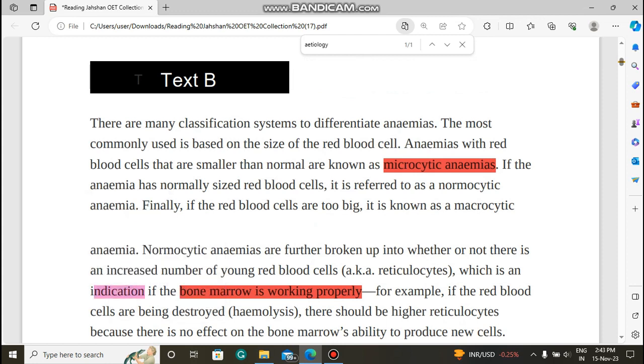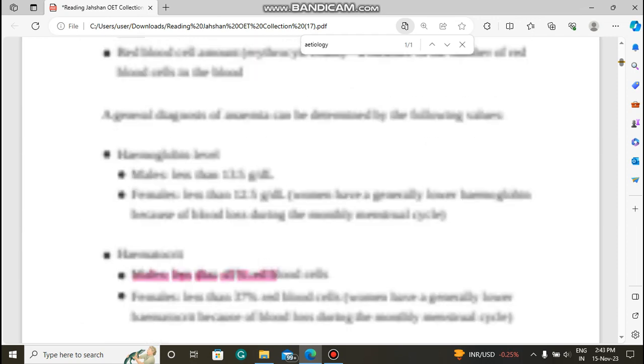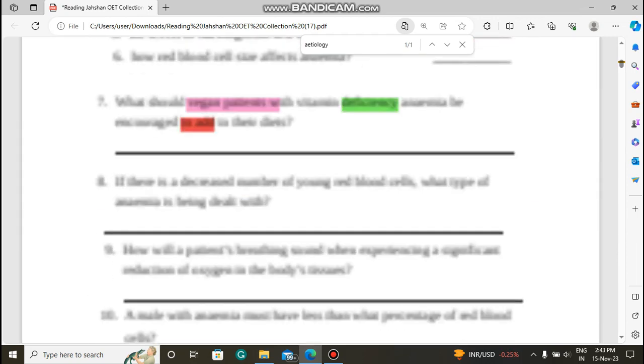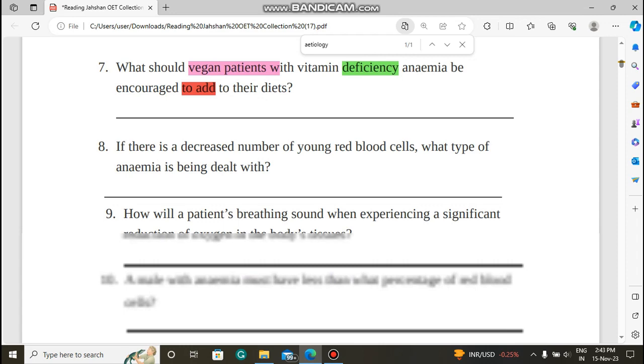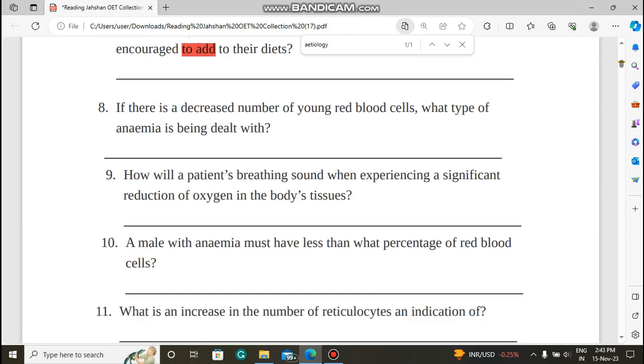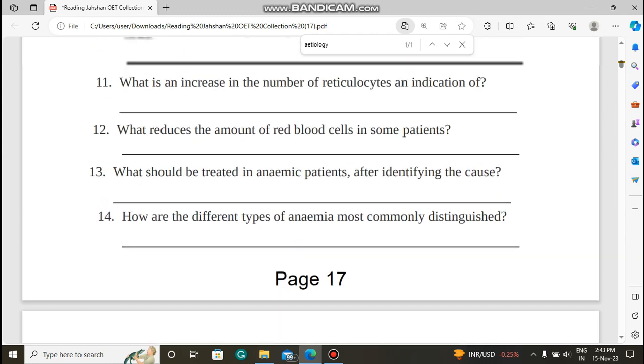It indicates bone marrow working properly. So the question is, what is this an indication of? When the preposition of is used, you will have to say bone marrow working properly, and we shouldn't use is, because the word is not appropriate. What is an increase in the number of reticulocytes an indication of? It's an indication of bone marrow working properly. Your answer should be related to the question, and it should seem like an answer. You should not include unnecessary prepositions or auxiliary verbs.